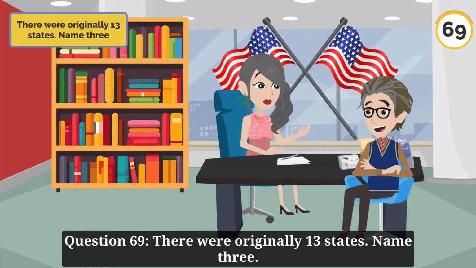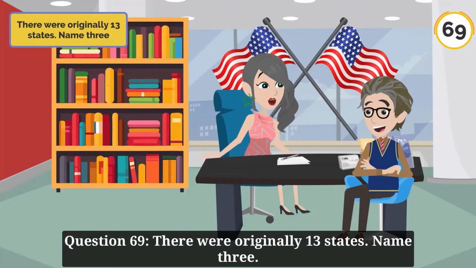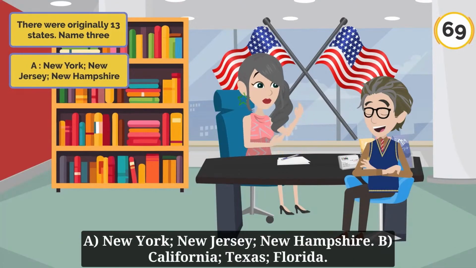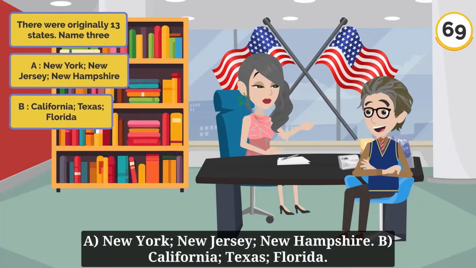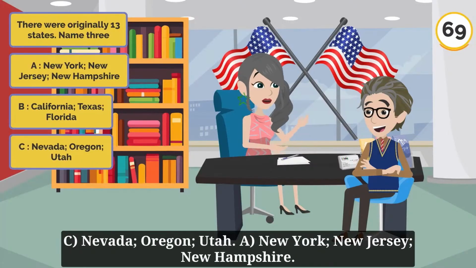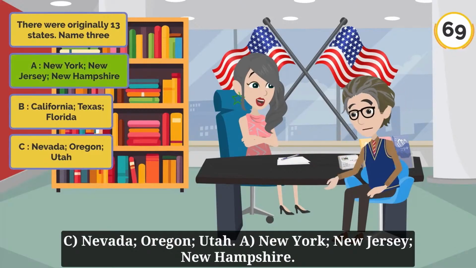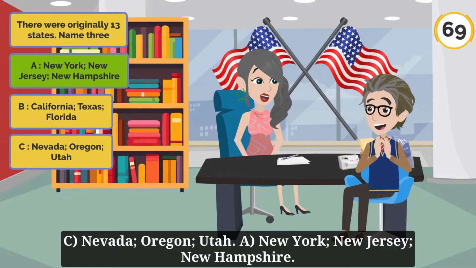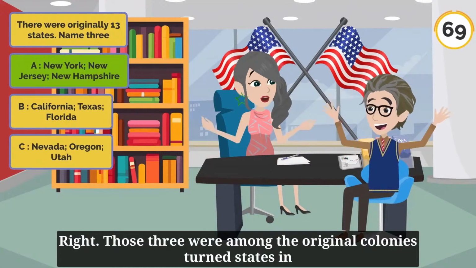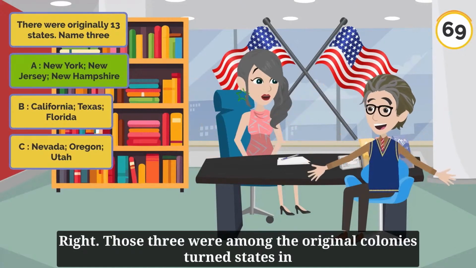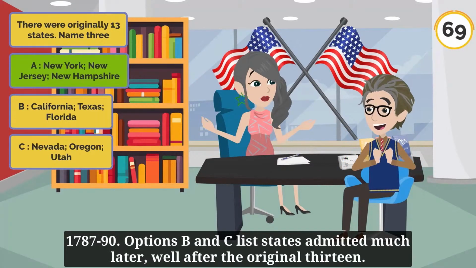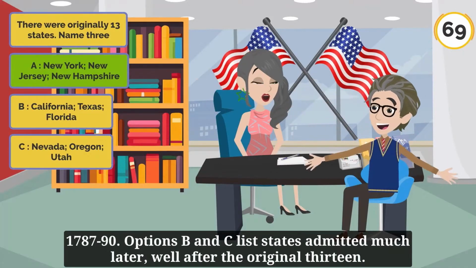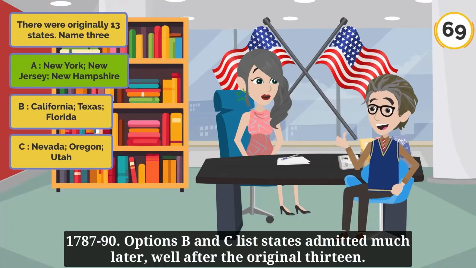Question 69. There were originally 13 states, name 3. A. New York, New Jersey, New Hampshire. B. California, Texas, Florida. C. Nevada, Oregon, Utah. I'll go with A. New York, New Jersey, New Hampshire. Right. Those 3 were among the original colonies turned states in 1787 to 90. Options B and C list states admitted much later, well after the original 13.